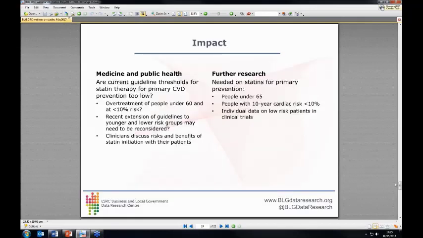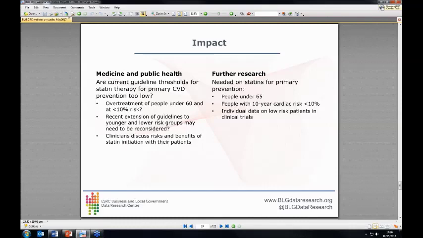So what do these results mean to the public? Well, the results suggest that the current recommended threshold for statin therapy for primary prevention of cardiovascular disease in routine practice is too low. This may lead to overtreatment, particularly of people under 60 or at low risk of a cardiac event, that is, lower than 10% QRISK2 score.